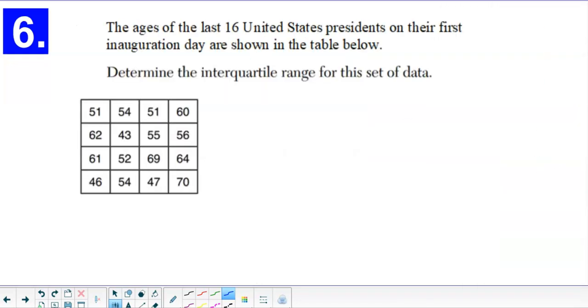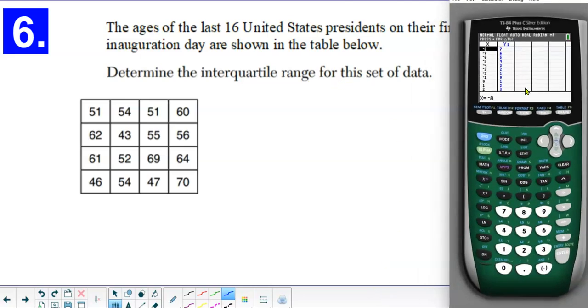Question number 6. The ages of the last 16 United States presidents on their first inauguration day are shown in the table. Determine the interquartile range for this set of data. So I'm going to need a calculator for this part. I'm going to go into my Stat Edit button. If there's anything in there, I'm going to clear it out. Let's pretend I had some numbers in there. I can do that by going up to L1, pressing clear one time, and then arrowing down.